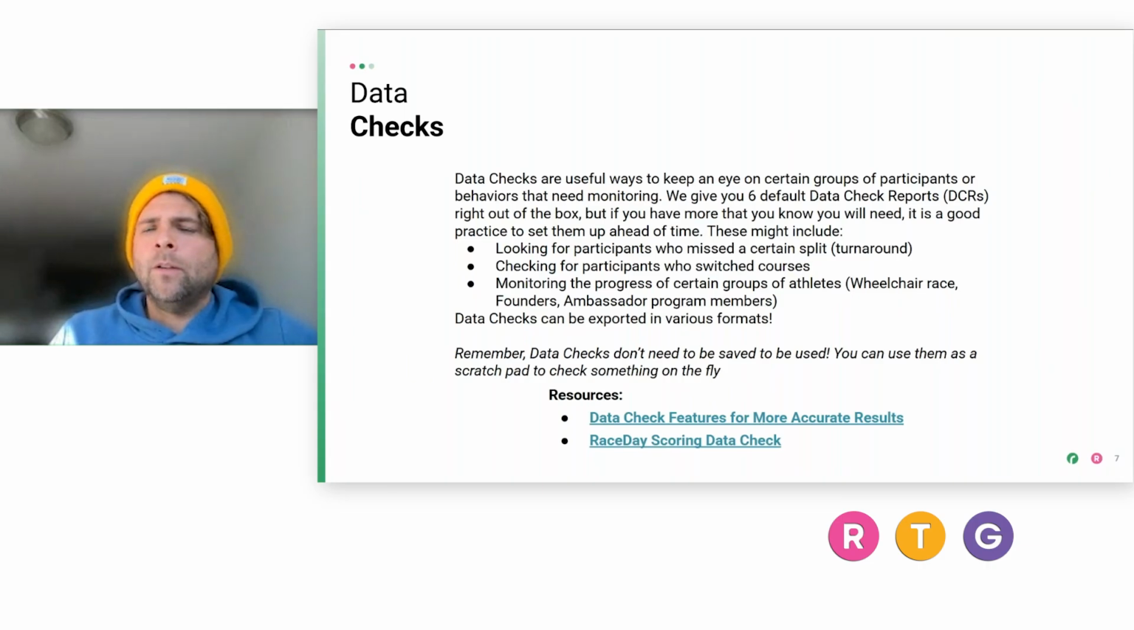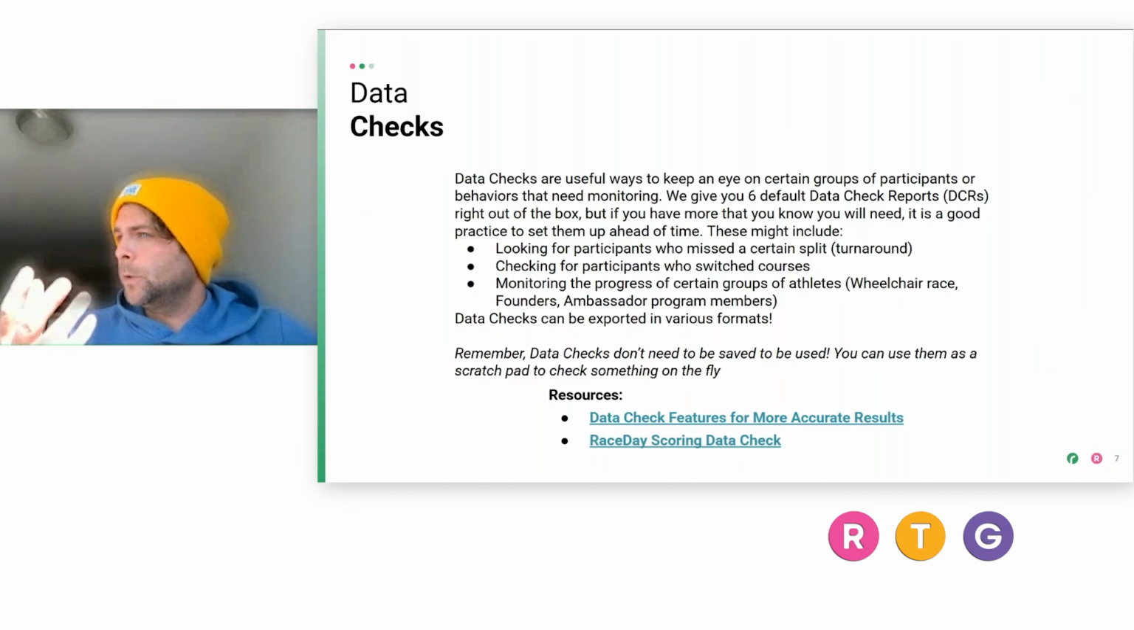We also have finishers without start times, which is useful to determine if someone maybe started out of corral or jumped on the course later. You may also be interested in using the missed split data check, but you can also create your own, and this should be done ahead of race day. This would include things like looking for participants who missed a specific split.